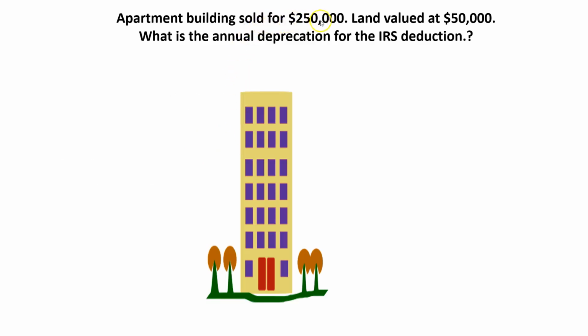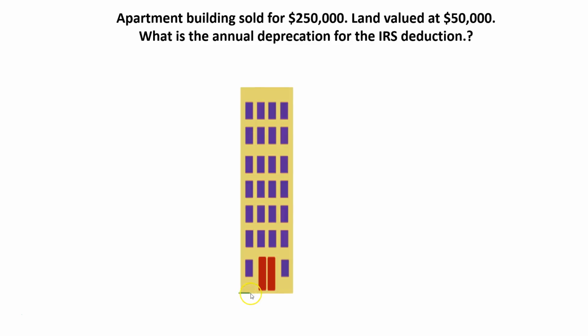Apartment building sold for $250,000. The land is valued at $50,000. What is the annual depreciation for the IRS deduction? Now remember, what we're talking about here is we do not depreciate land, we only depreciate the building. So the land, with all the trees and the green grass, I've got to take away. So what is the building value? Well, obviously it's the 250 minus the 50, which is 200,000.